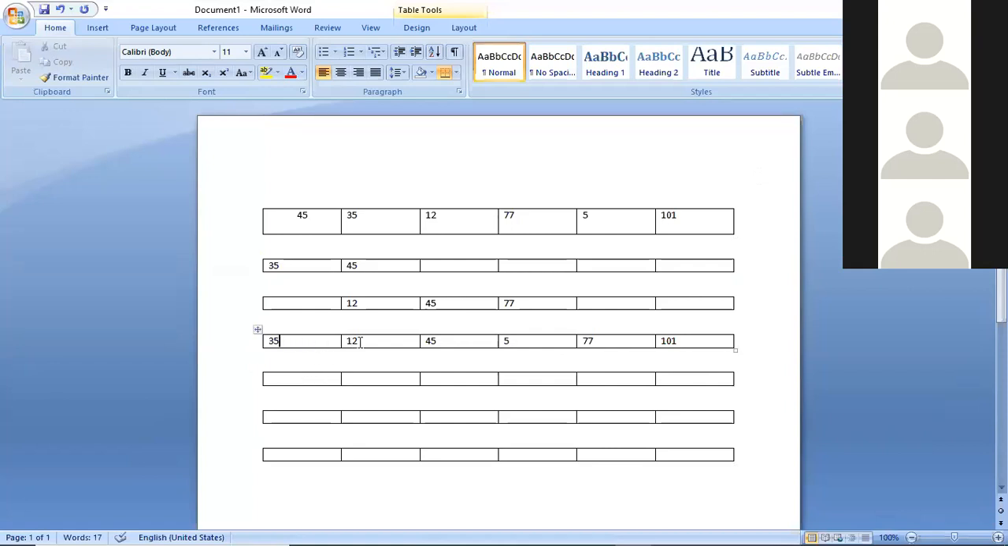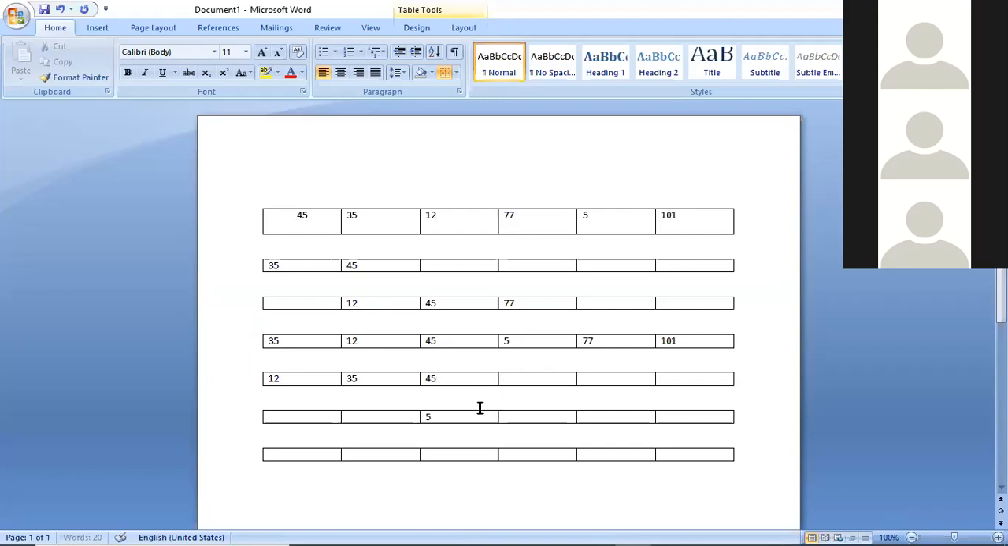Now compare 35 with 12. Is any swapping needed? Yes, sir. So 12 comes here and 35 comes here, second position. Next, 35 and 45. Is there any swapping? No, sir, as it is. Now 45 with 5. Swapping, so yes, we need to swap.